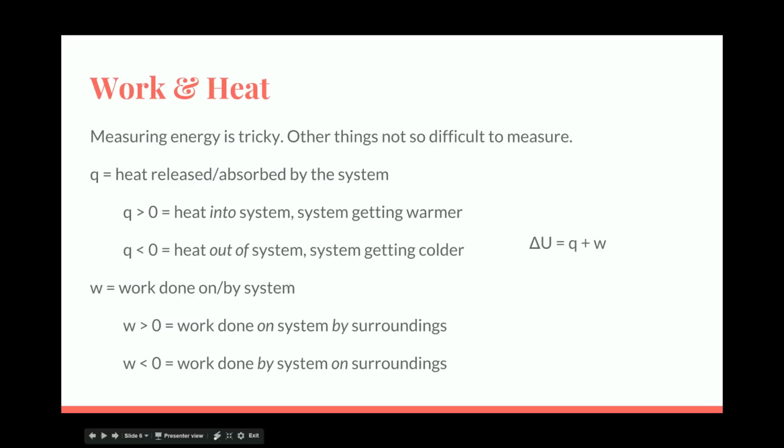If you get work being done by the system on the surroundings, then it's less than 0. The system is expending energy to do that work. If work is being done on the system by the surroundings, then the energy is greater than 0. The change is greater than 0 because the system is receiving the work done by the surroundings.